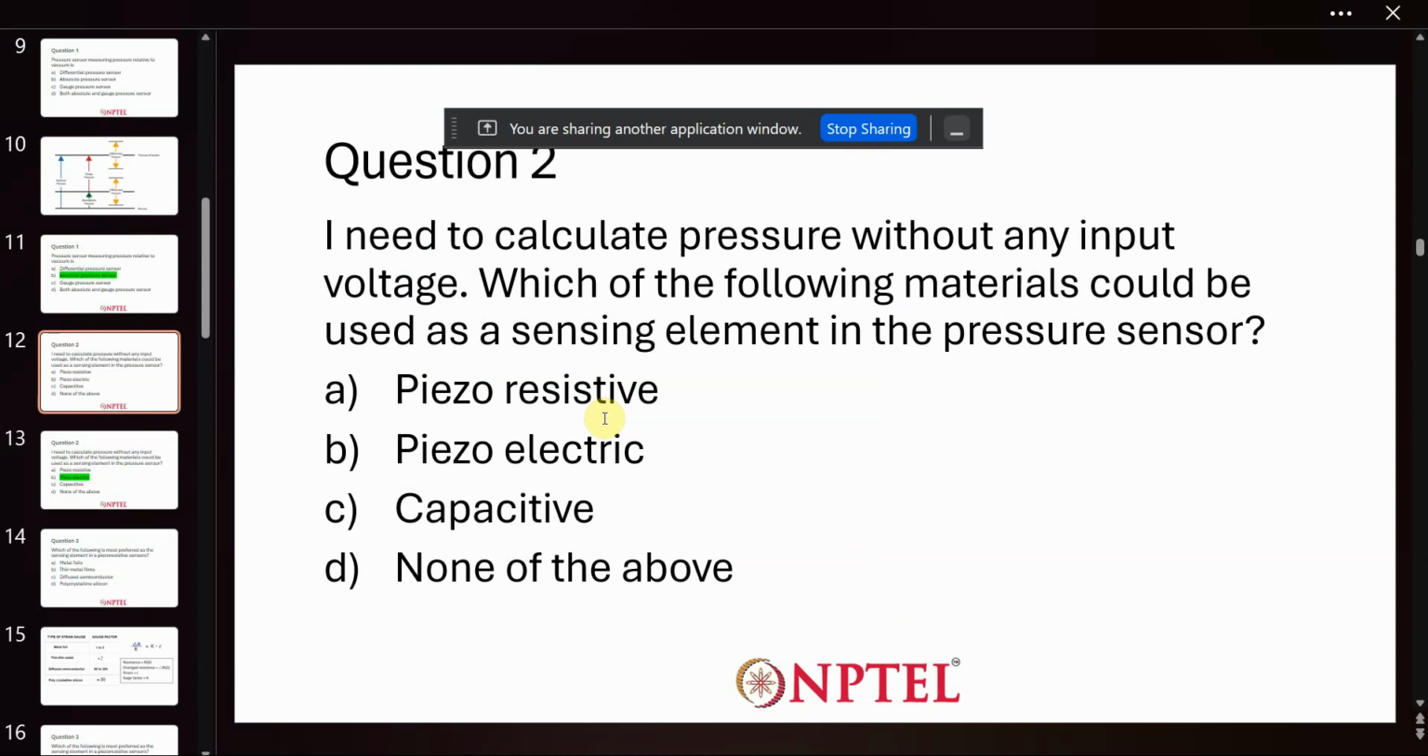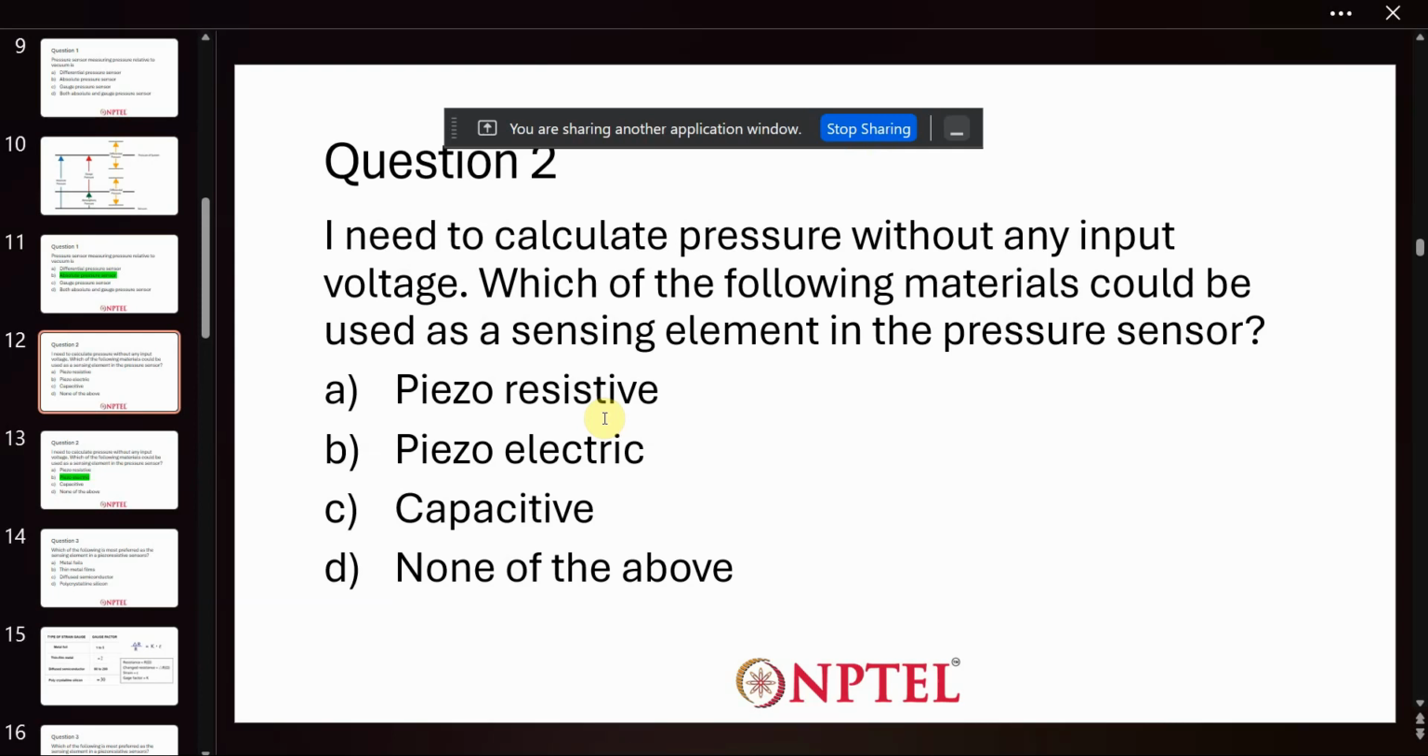In the second question, they want a sensing element that can calculate the pressure without any input voltage. What is the material that could be used as the sensing element in the pressure sensor? Basically they want a pressure sensor wherein the sensing element will provide electrical signals without putting in any input voltage. In a piezoresistive sensor, you need the current to be flowing through the circuit. When the deformation happens, the resistance is changing. So for that you need the input voltage.